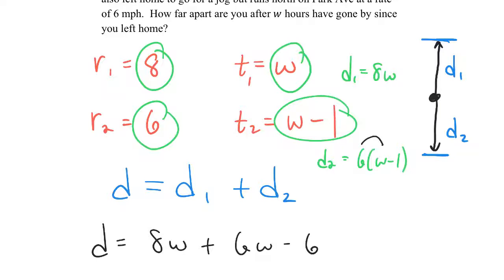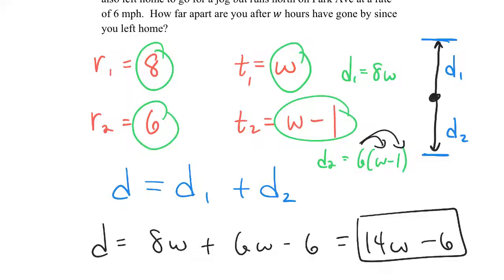I'm going to distribute the 6. Okay. I'm going to distribute the 6. Put this here. Distribute the 6 here, please. And what's our final answer in simplest terms? Is 14W minus 6. Can we talk about this answer?